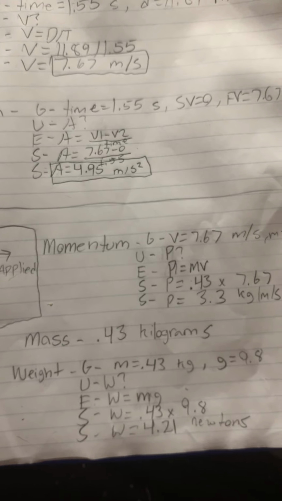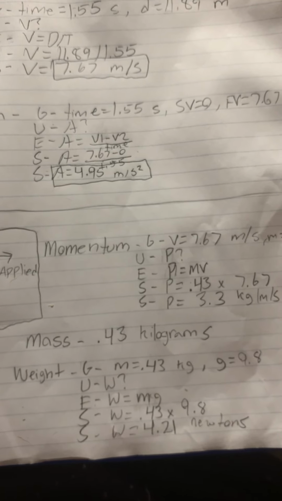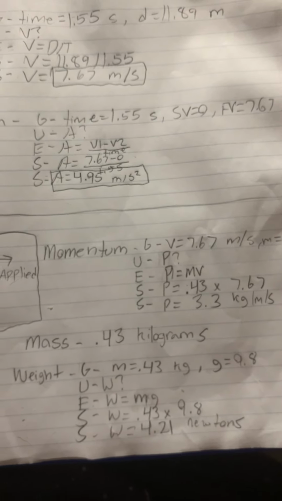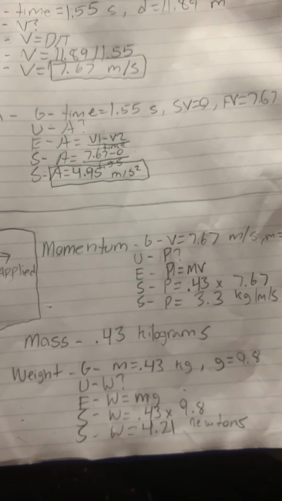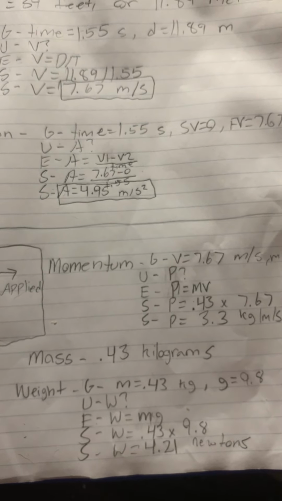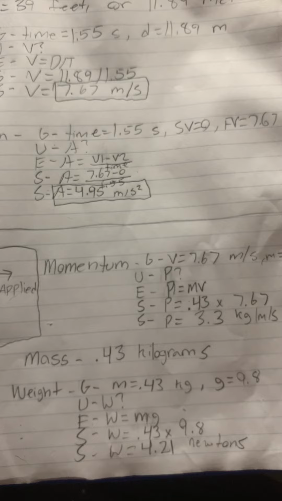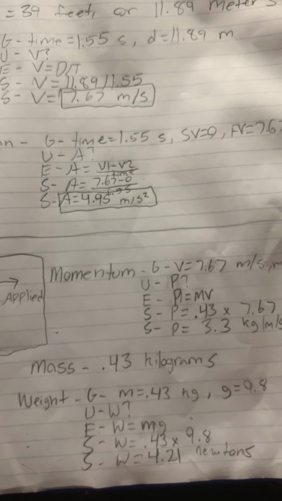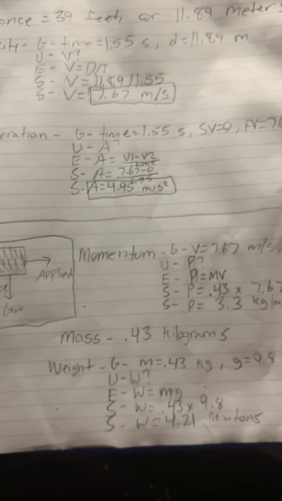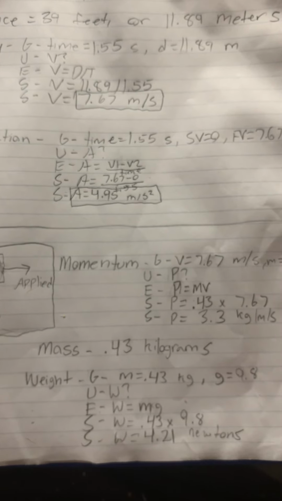The first thing I needed was distance. I measured with the tape measure about 39 feet, which converted into about 11.89 meters. Then I was able to look up what the weight of a standard NFL-sized ball was, and from there I got 0.43 kilograms. Finally, I had my dad time me from when the ball left my hands to the time the ball hit the ground, and that number was about 1.55 seconds.